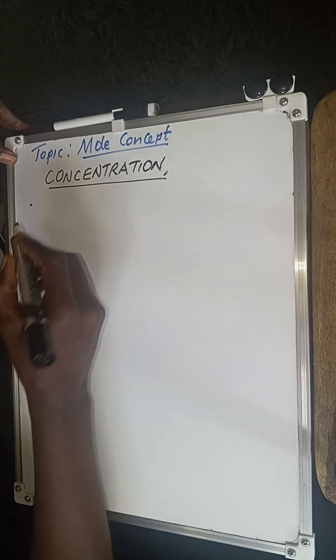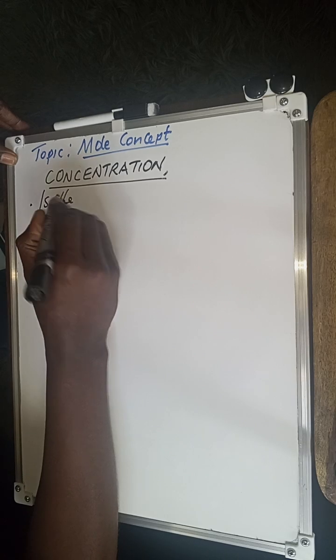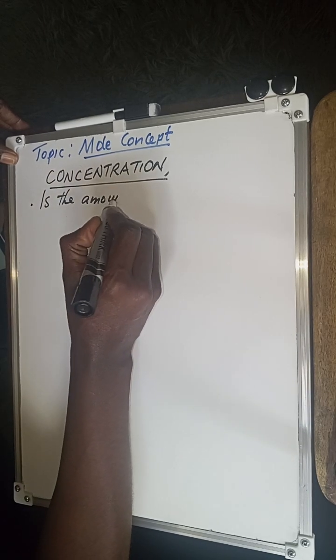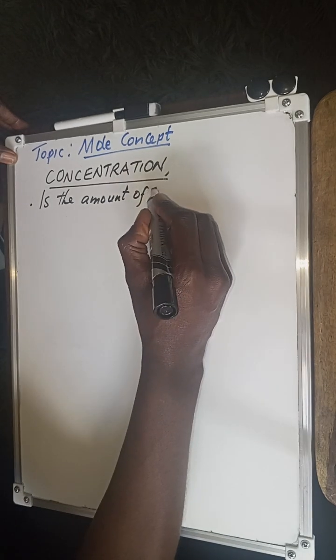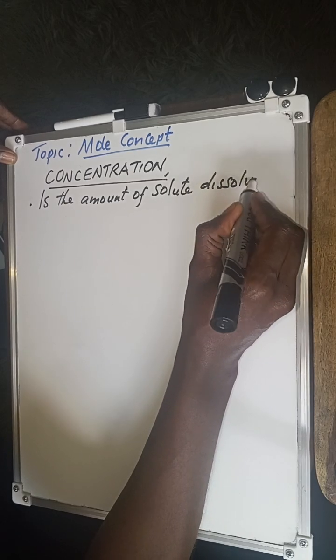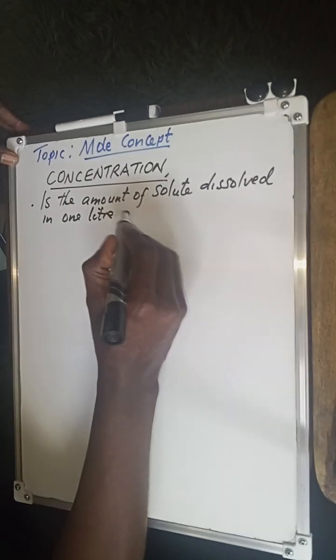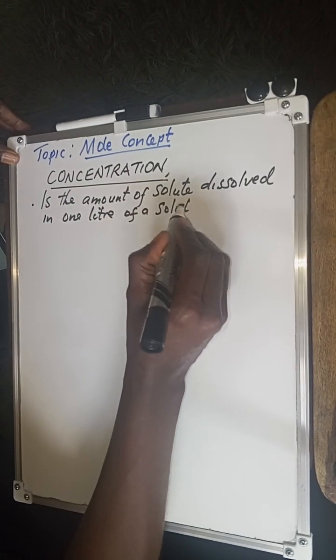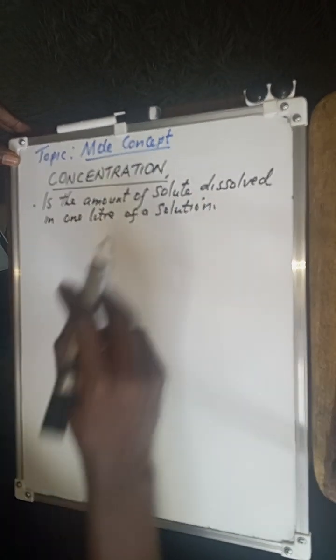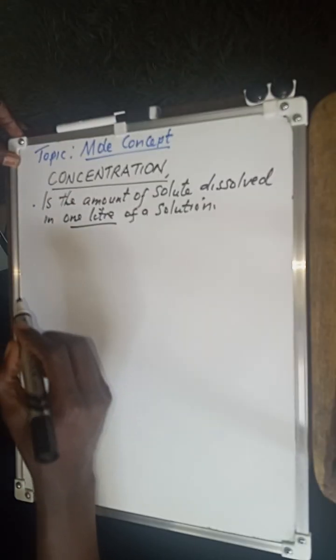Well, concentration can be defined as the amount of solute dissolved in 1 liter of a solution. So that is what we simply call concentration. Just the amount of solute dissolved in 1 liter of a solution, that is what we call concentration.